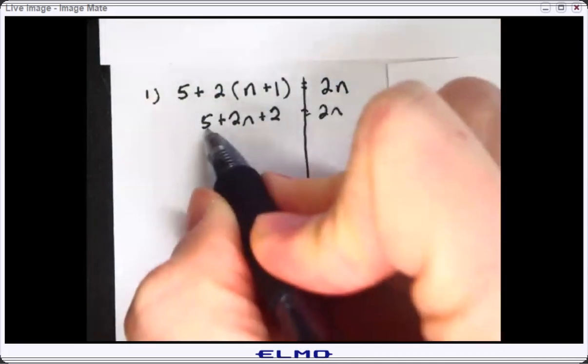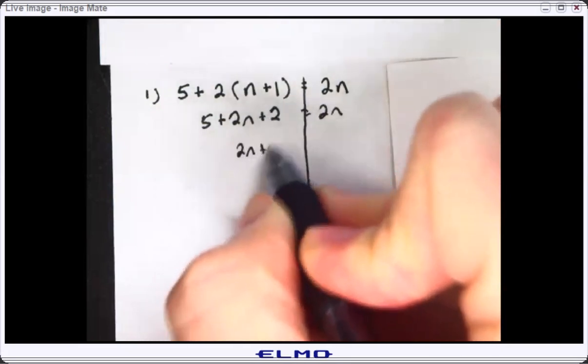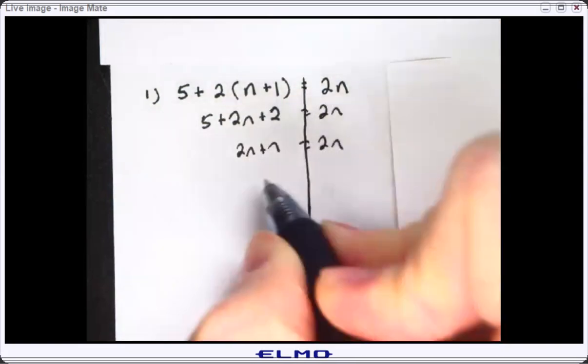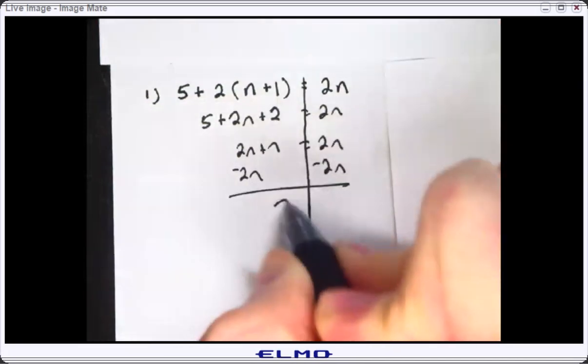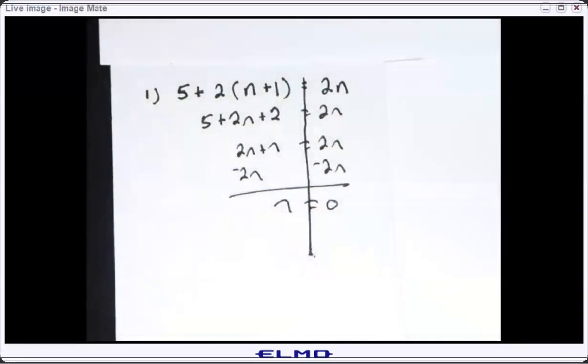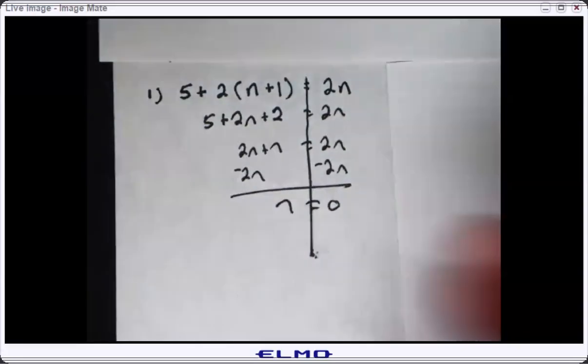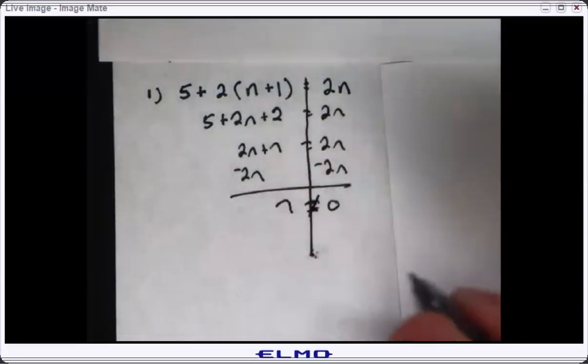Left side, I've got like terms. 5 plus 2 is 7. Then when I subtract 2n from both sides, I'm left with 7 equals 0. Okay? My variable went away and I have a false answer. 7 does not equal 0.